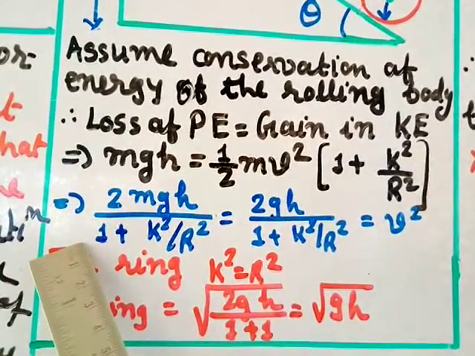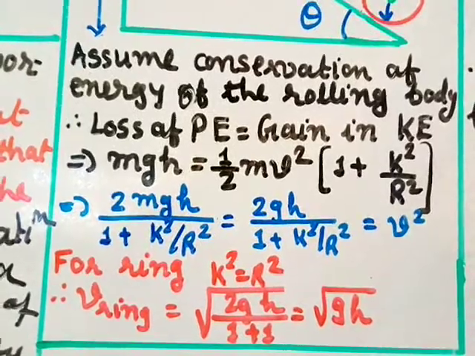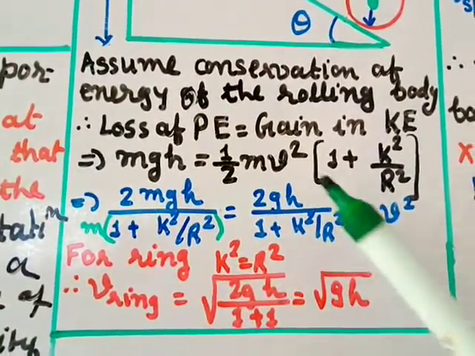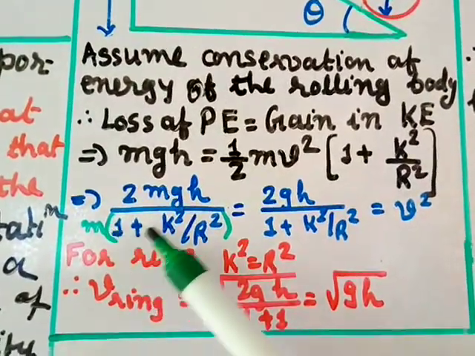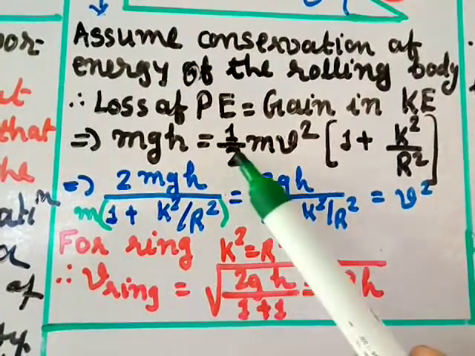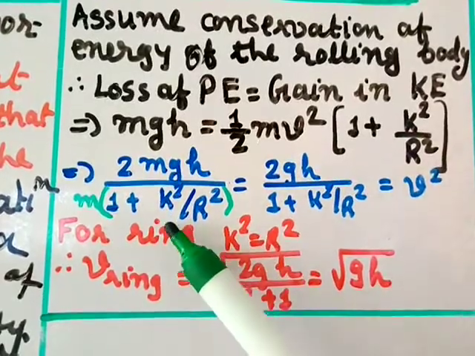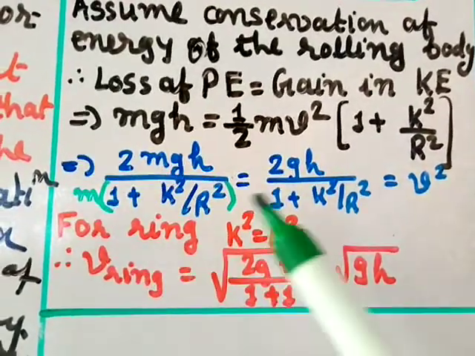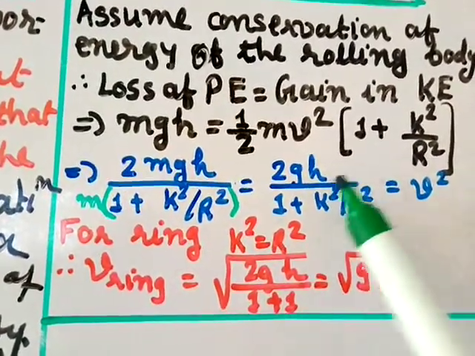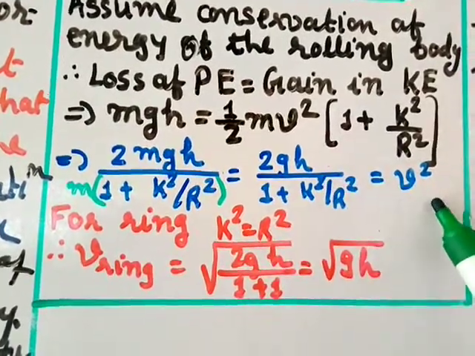Okay, this m I have missed out, you can just write it here. I have just transferred this m over here. When you transfer this m it will go in the denominator and 2 will go in the numerator. V square keep as it is, and this, when you transfer it, will go in the denominator. Okay, and this m and this m you cut, so you get 2gh divided by 1 plus k square by r square equal to v square, right?